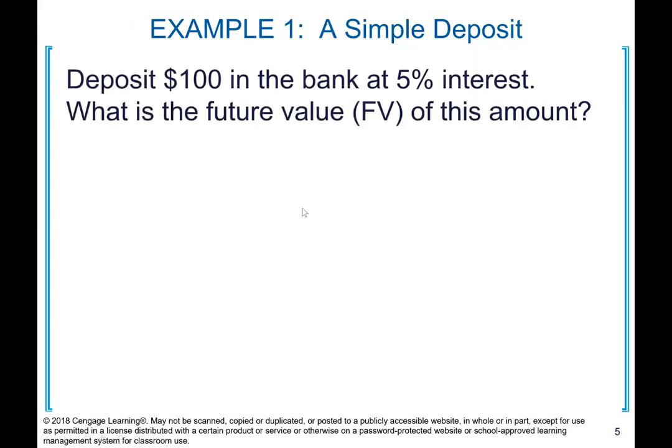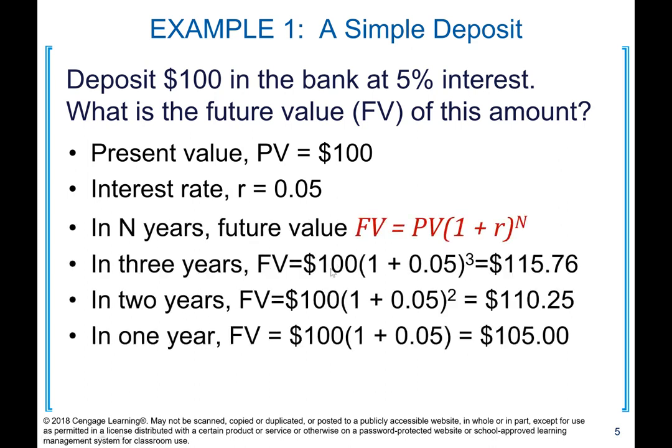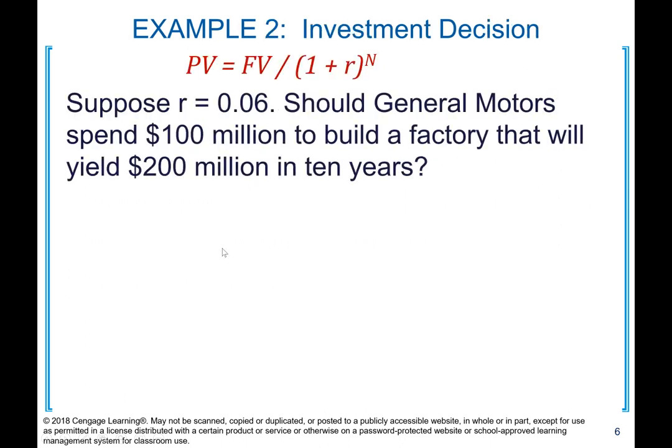An example, a simple deposit. If you deposit $100 in the bank at 5%, what is the future value of the amount? Well, present value is the $100. The interest rate is 5%. You plug that into the formula. After 3 years, you will have $115.76. After 2 years, you will have $110.25. After 1 year, you will have $105. So the present value formula is very useful in this regard.